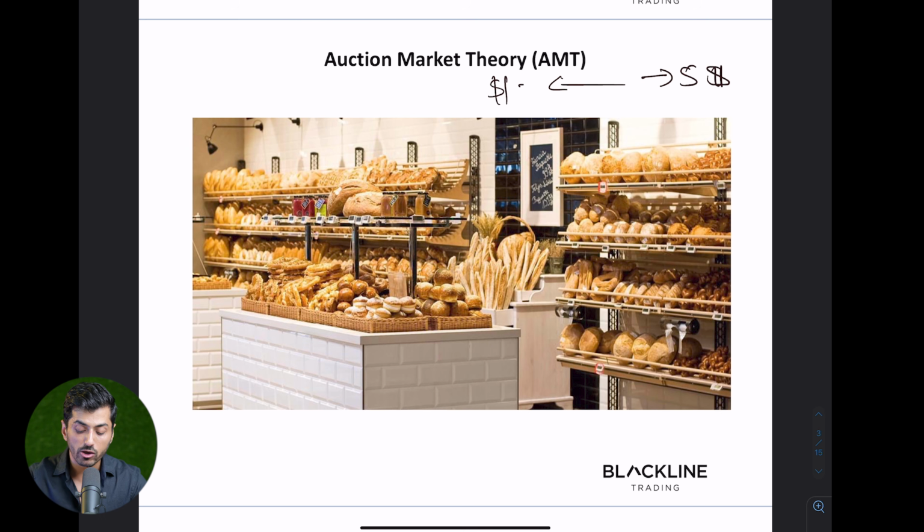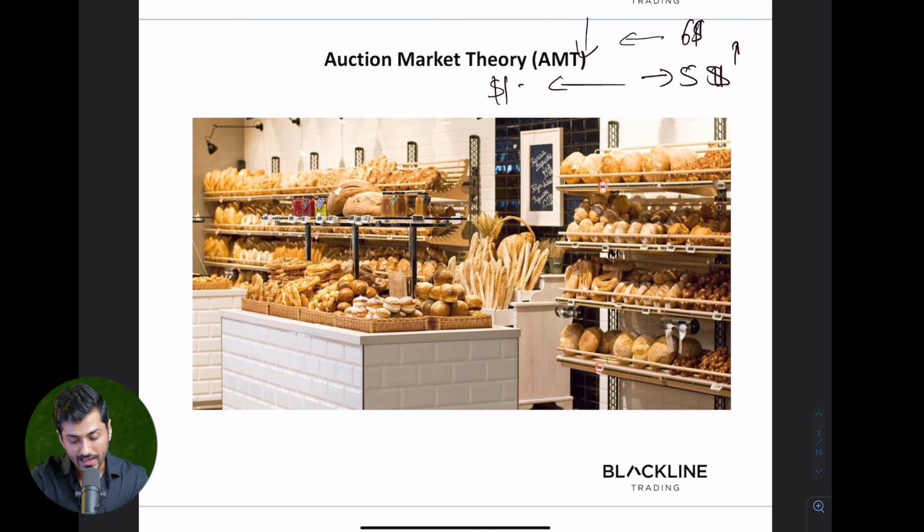Let's say that the next day you bump that price up to $6, and what will be the first thing that you will notice? You will notice that the demand for the bread will decrease. Why? Because the price has gone much higher. Let's say that the next day you decrease the price from 5 to 4, and what will you see? You will see that there will be a lot of demand. So everyone will come and try to buy that piece of bread.